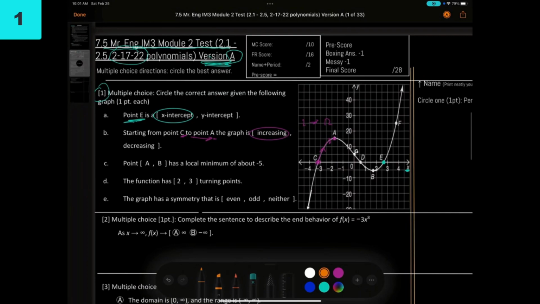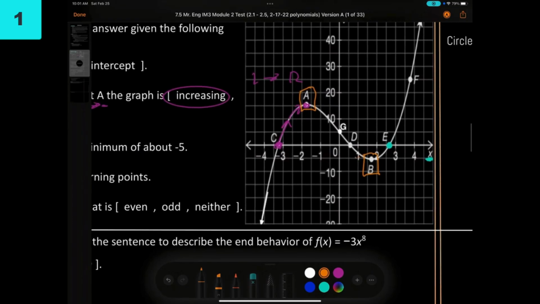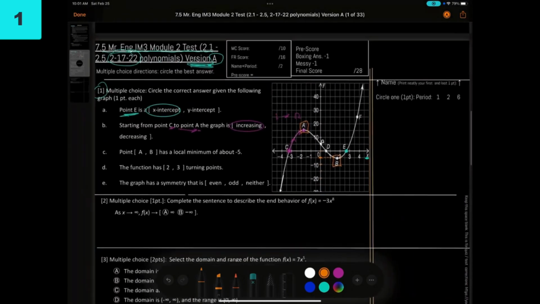Point A or B has a local minimum at -5. So here is A, and here is B. Well, B is here, and you'll notice you're counting down by 0, -5, -10, -15, -20. So that would be choice B.